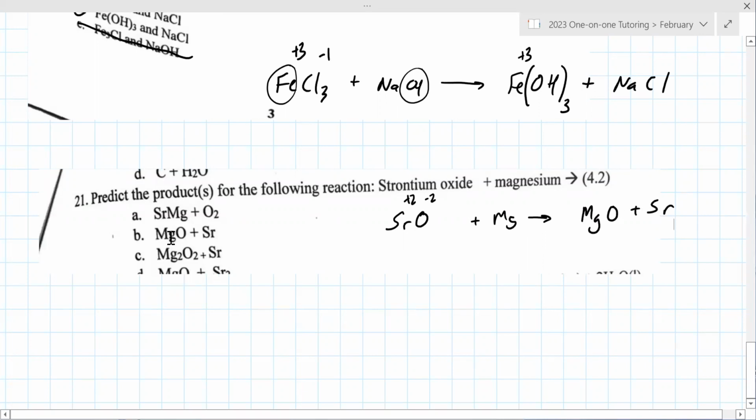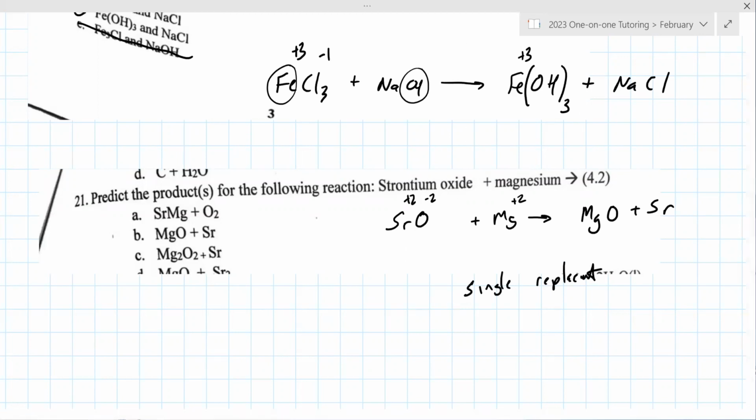What did you say the answer is? B? Yes, 21 is B. Now magnesium also has a charge of +2, so that's why it just nicely pairs with the O in the single replacement. I think this is the hardest thing to do, the reactions, to get them right. Predict products.